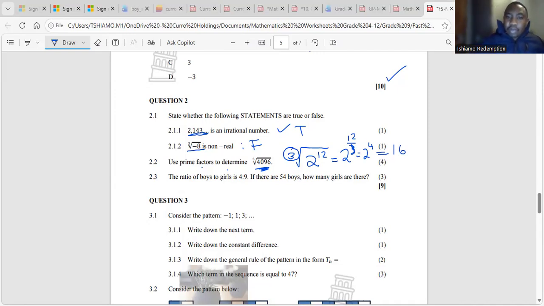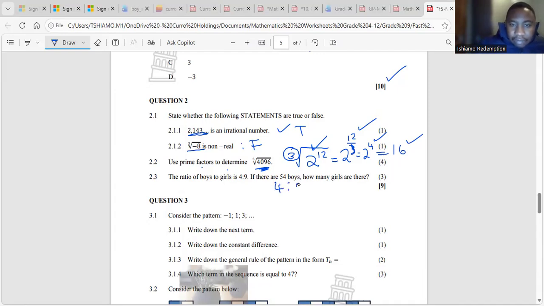So 4 marks: 1 mark for getting it in prime factors, changing the cube root into an exponent and a fraction like that, getting the answer and getting the final answer there. Okay, now let's start this question.